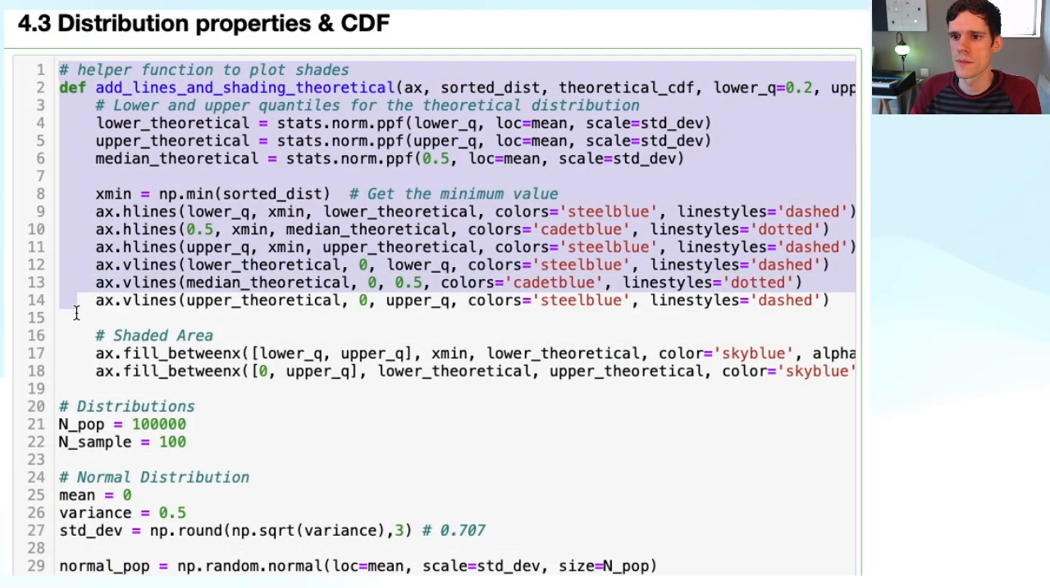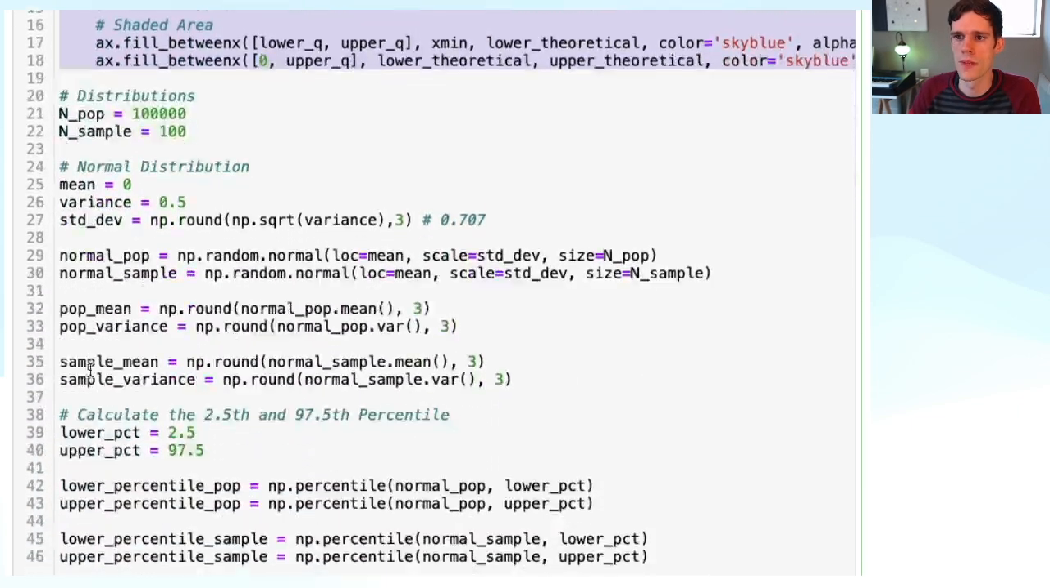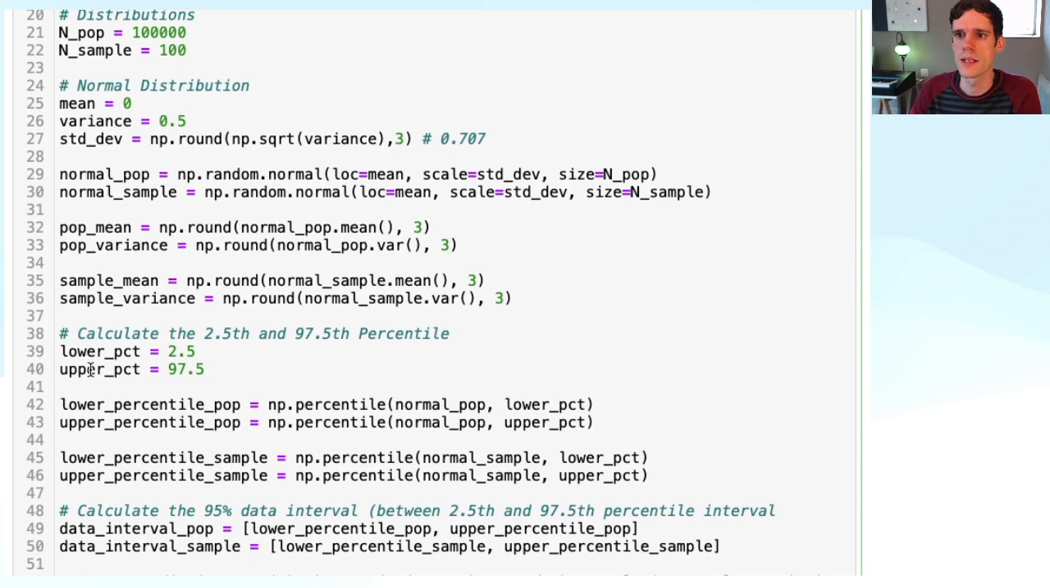This first function that I defined is not even necessary at this point. It's for the next lesson where we will learn about the cumulative distribution function. So we can skip this for now. And we directly go to making the population, but also a sample. Again, we define a population size to be 100,000 and a sample size to be 100.